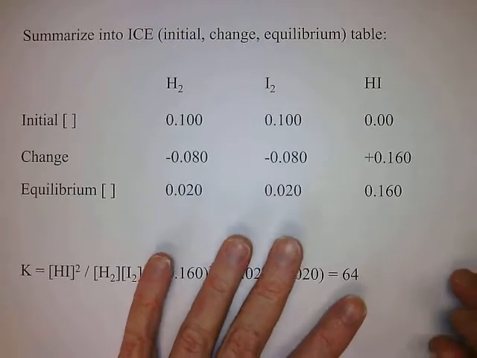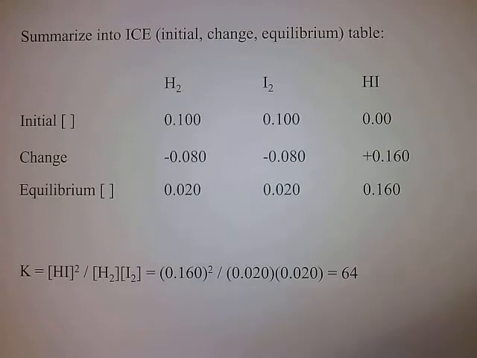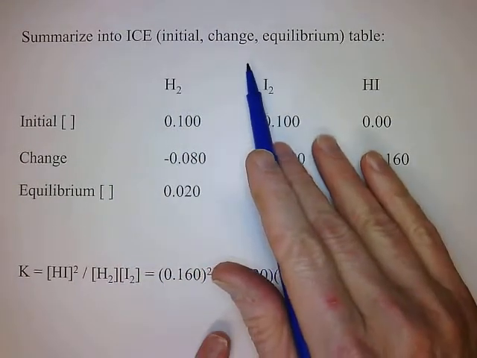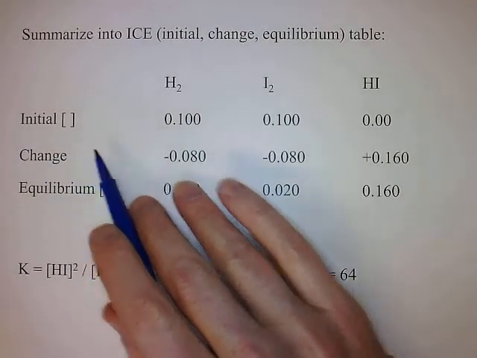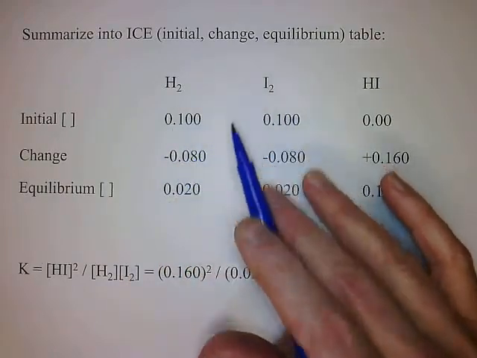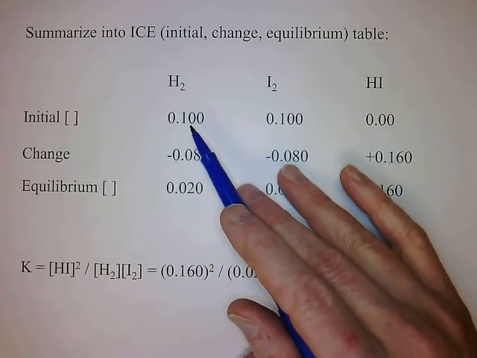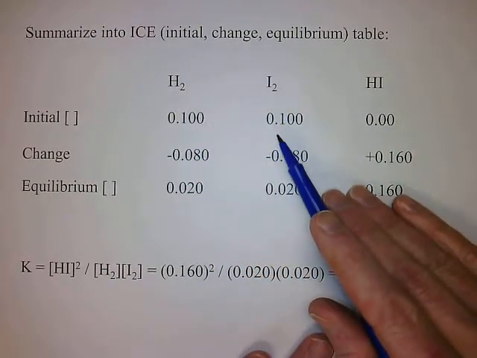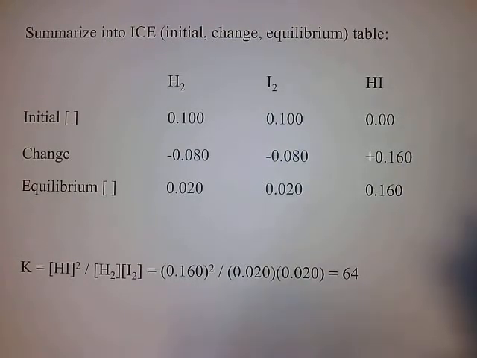Okay. So now we summarize all this into what's called an ICE table, which stands for initial, change, and equilibrium. Okay, so initially we had 1/10 of a mole after we converted it into a concentration. The concentration of H2 is 0.1, and concentration of I2 is 0.1, and HI was 0. Okay, we didn't start with any HI.